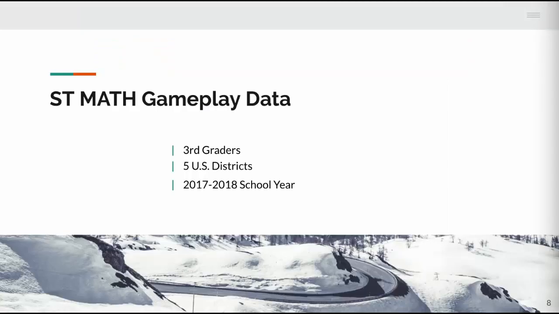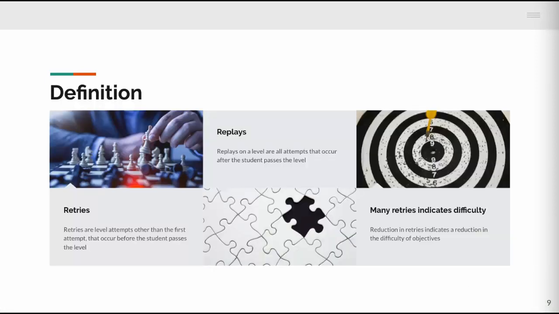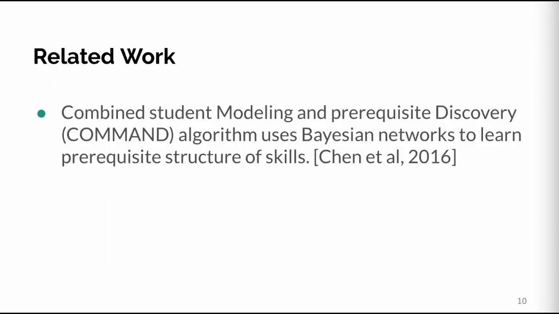In this study, we analyzed gameplay data by third graders in 5 US districts during the 2017-2018 school year. Let us first define some important concepts. Retries are level attempts other than the first attempt that occur before the student passes the level. Retries are different from replays in STMath. Replays on a level are all attempts that occur after the student passes the level. So many retries indicate a lack of understanding of a concept. Therefore, reduction in retries indicates a reduction in the difficulty of objectives.